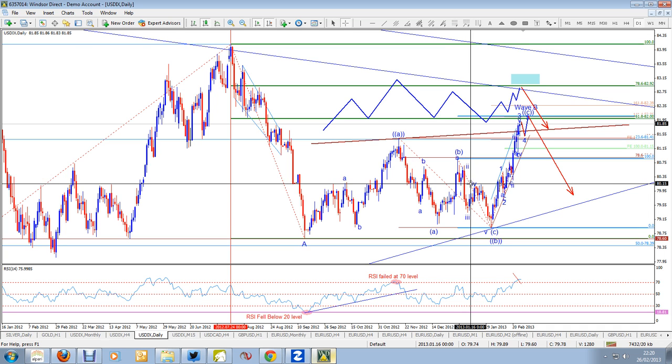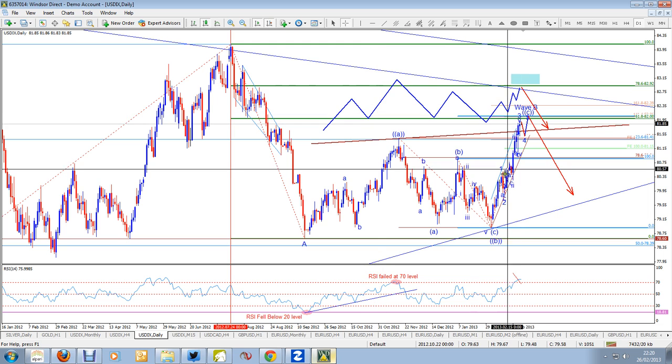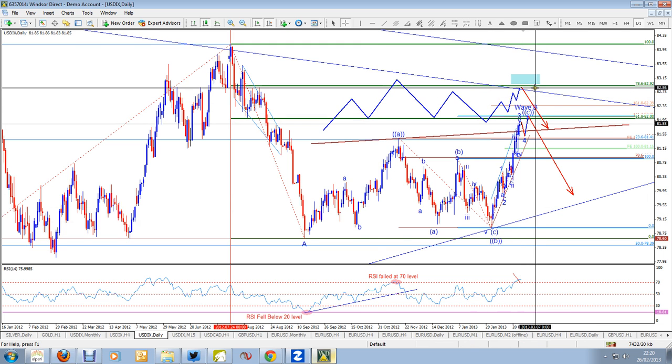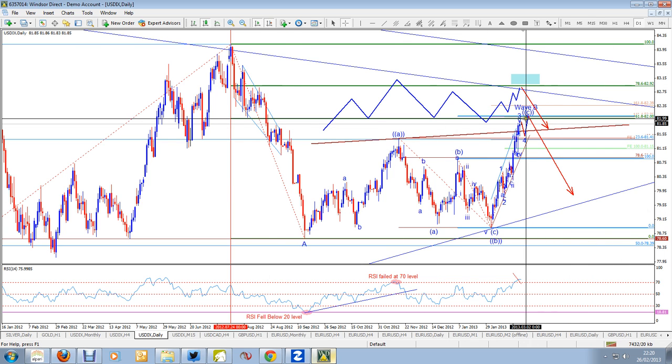So if we assume that we are still in this expanded flat and that we are completing the 5-wave move up, once that is over, we still expect the dollar to roll over, and for the time being it has gone up to 61.8%.